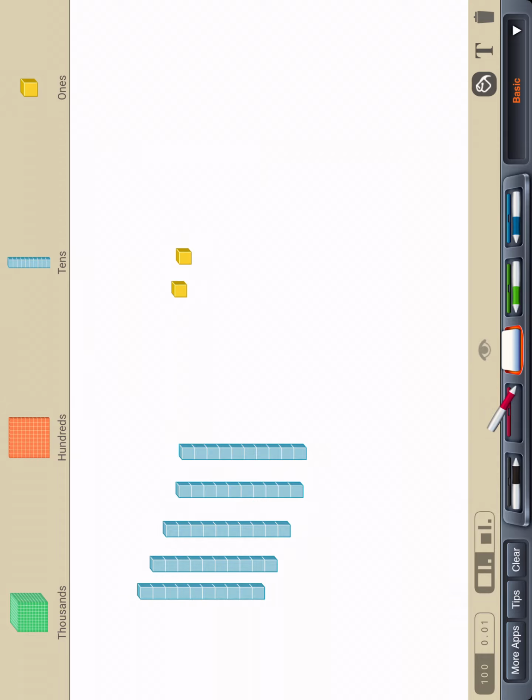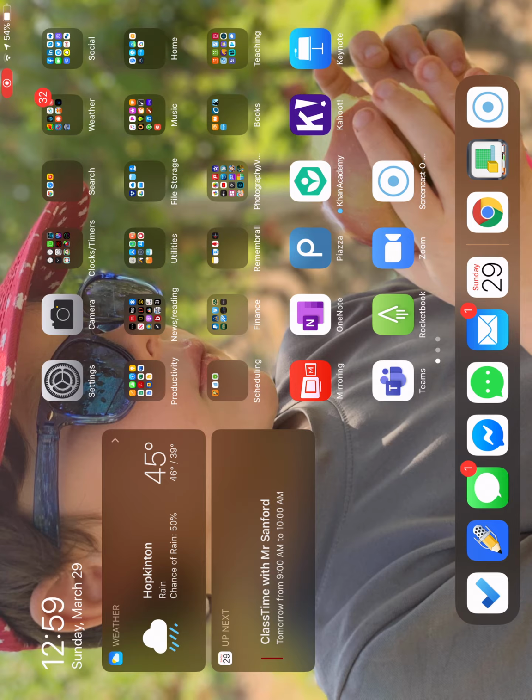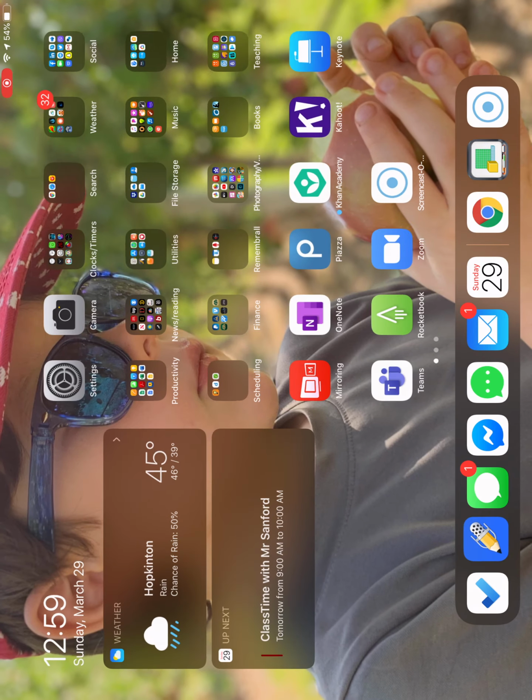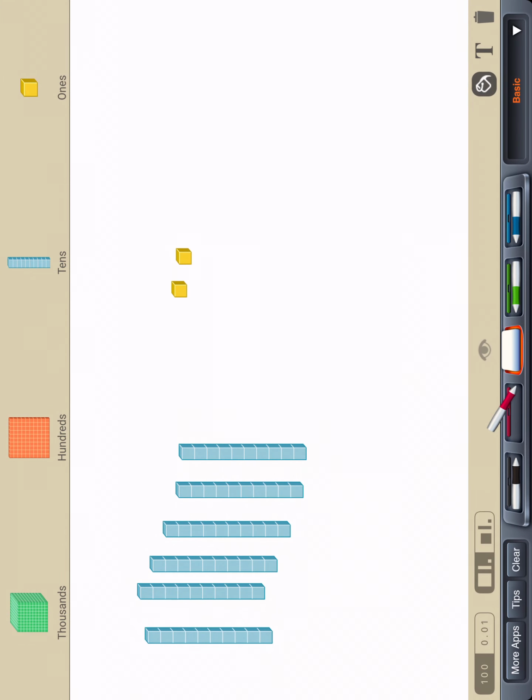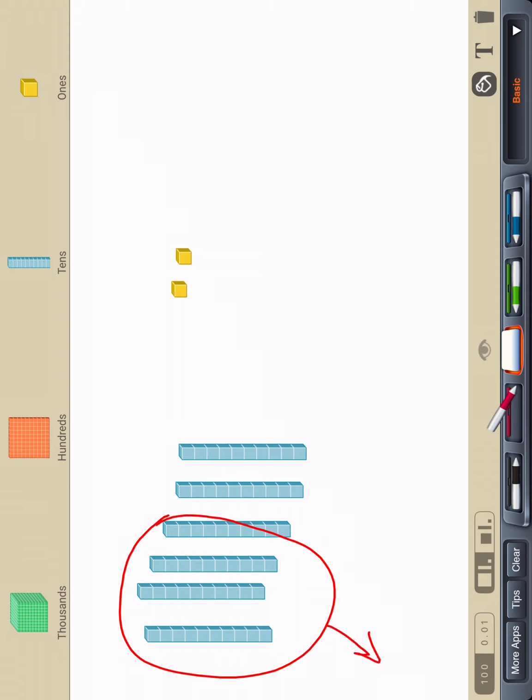Now, can we take away 40? Let me just make sure that we got the right number here. 62 minus 45. Can we take away 40? Well, sure we can. That's the minus 40. But we can't take away 5 because there's no 5 to take away from. But instead, we can trade this 1 rod for 10 singles.